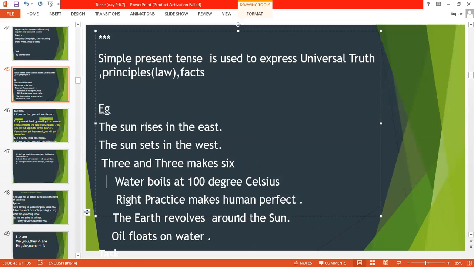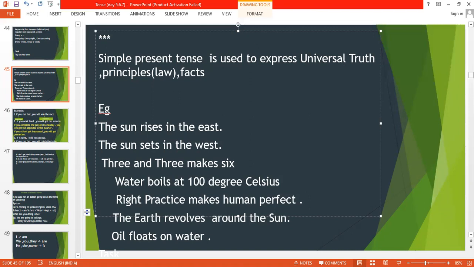Even we have another principle. Principles are nothing but the law or the rule, like water boils at 100 degrees Celsius. So regardless of the place, if you heat the water at 100 degrees, it starts boiling, and that is nothing but its boiling point.